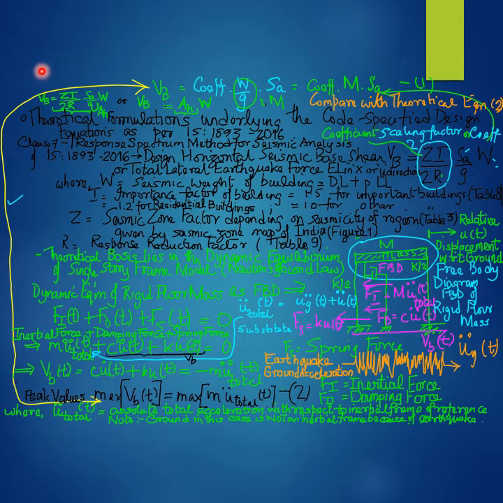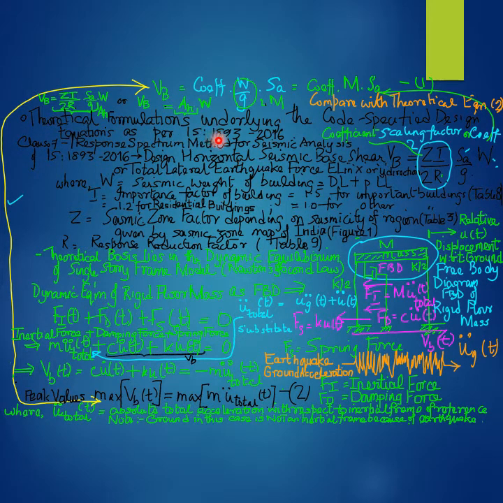Continuing our discussion on the theoretical basis or the background theory underlying the code specified equations for calculating the design earthquake loads, as prescribed by the Indian Standard Code of Practice for Earthquake Resistant Design of Building Structures, that is IS 1893 Part 1, 2016, or the latest revision.